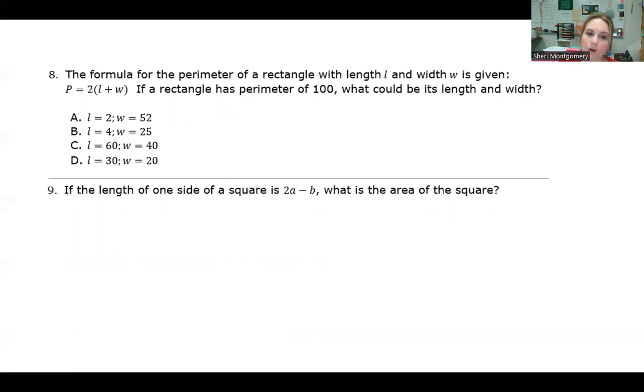The next question, the formula for the perimeter of a rectangle with length L and width W is given. Perimeter equals 2 times length plus width. If a rectangle has perimeter of 100, what could be its length and width? So this is a TSI question. So what I want to see written on your paper, not just circling an answer, I want to see work. So it says perimeter is equal to 2 times length plus width. Well, we also know that it's equal to 100. So we could say 100 is equal to 2 times length plus width.